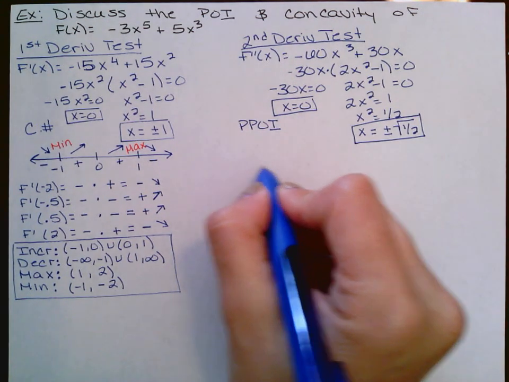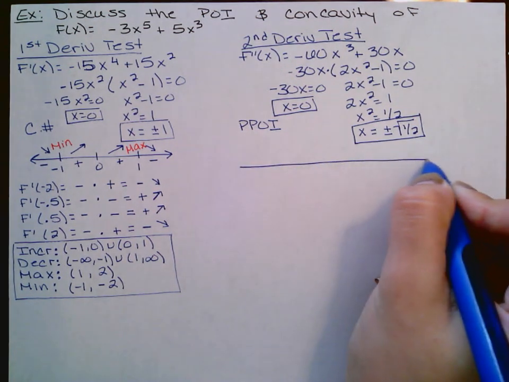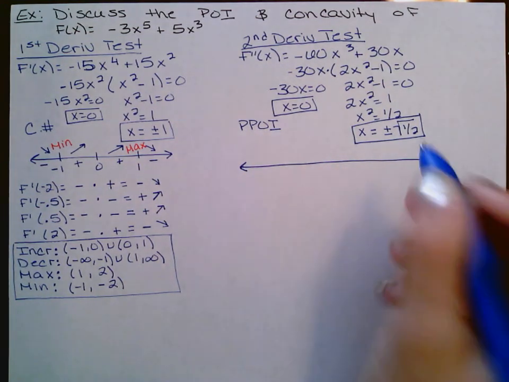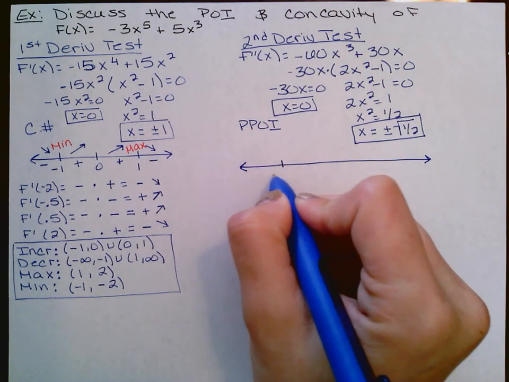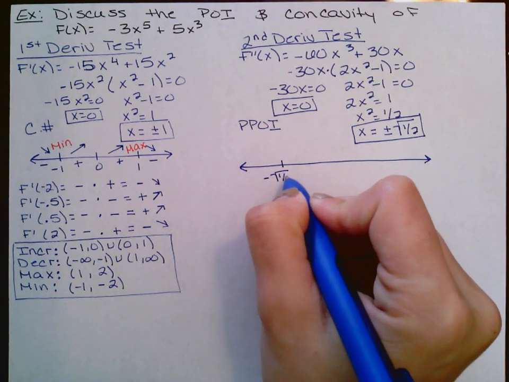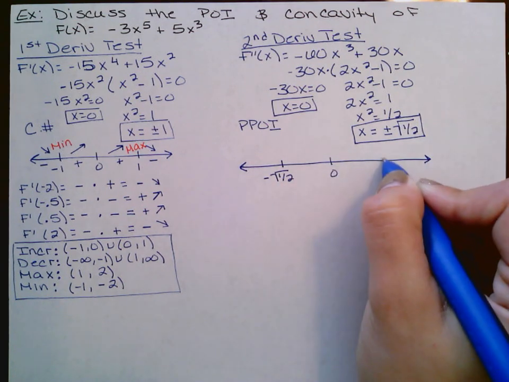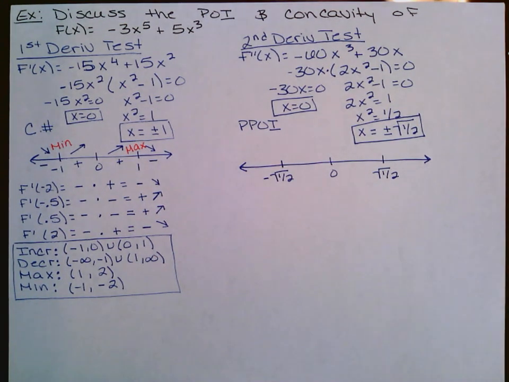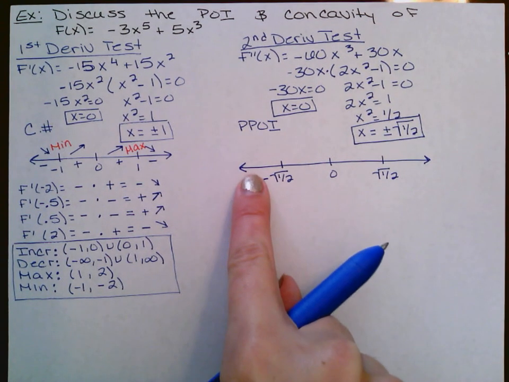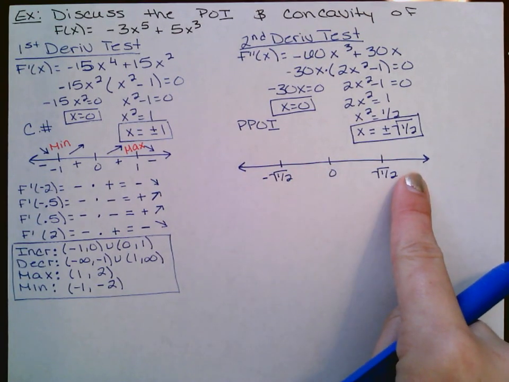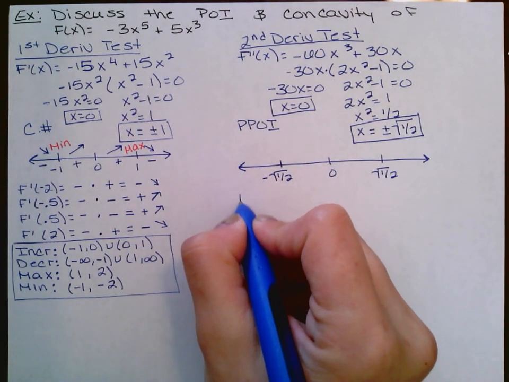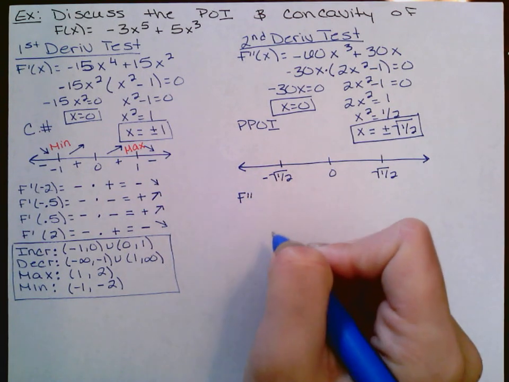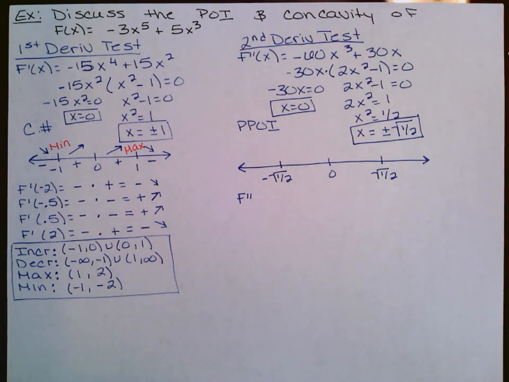Okay, put them on a number line. I have a negative square root of 1/2. I have a 0, and I have a positive square root of 1/2. Okay, so now I'm going to pick some numbers in the in-betweens and before and after. I have 1, 2, 3, 4 different sections that I have to check, just like last time. And remember, I'm plugging these into the second derivative.